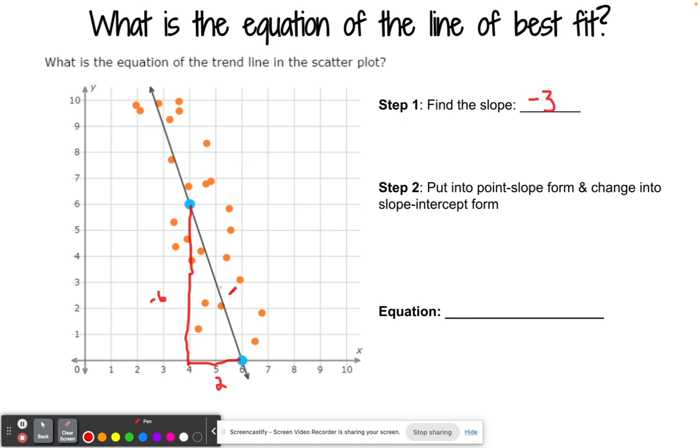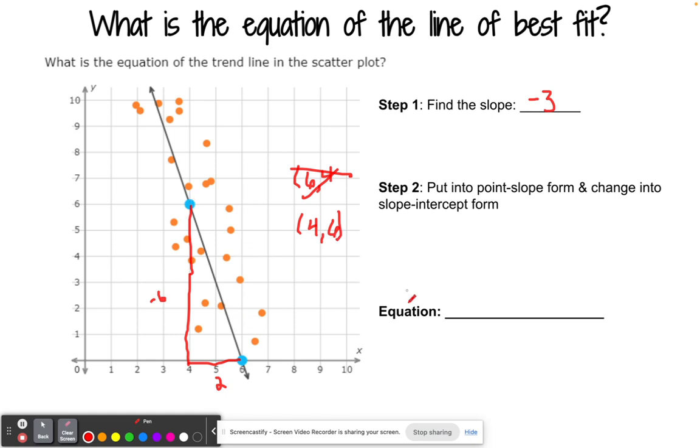Now I could use many points on this line, but these are good ones. I could use either of these. Let's use this one. The ordered pair is 4, 6. Like I said, I could use either of them for my point slope form. I said 6, 4, and it is not 6, 4, it is 4, 6. I put my y before my x. 6, 4 would be here. That's not on my line.